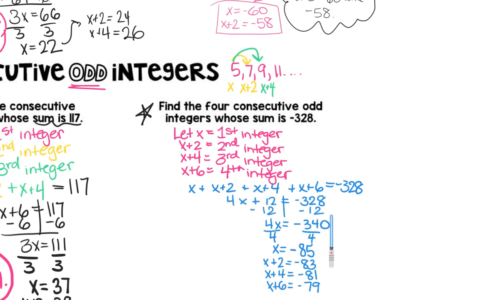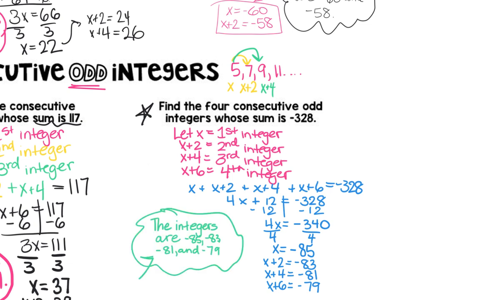Now I set up my equation by adding these all up and setting it equal to negative 328. I solved my equation and got x equals negative 85, and then I found the rest of my consecutive odd integers as negative 83, negative 81, and negative 79. And lastly, I wrote my sentence. The integers are negative 85, negative 83, negative 81, and negative 79.